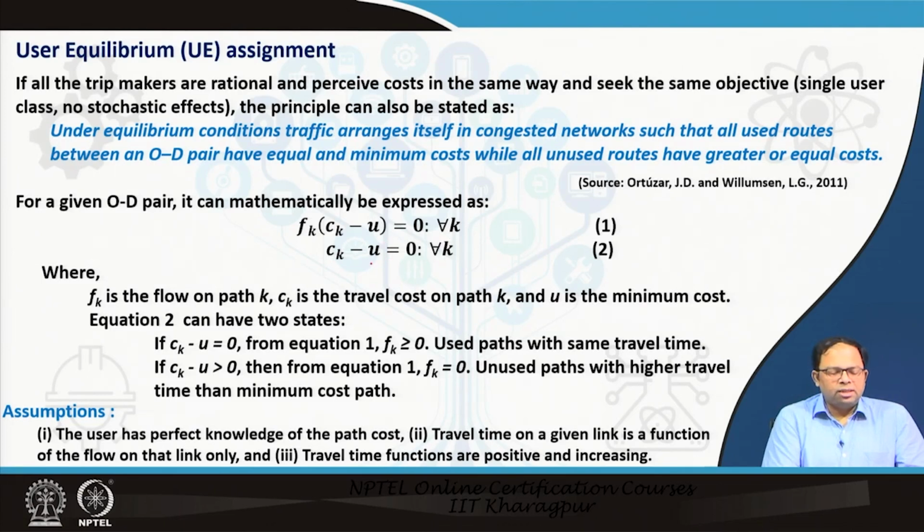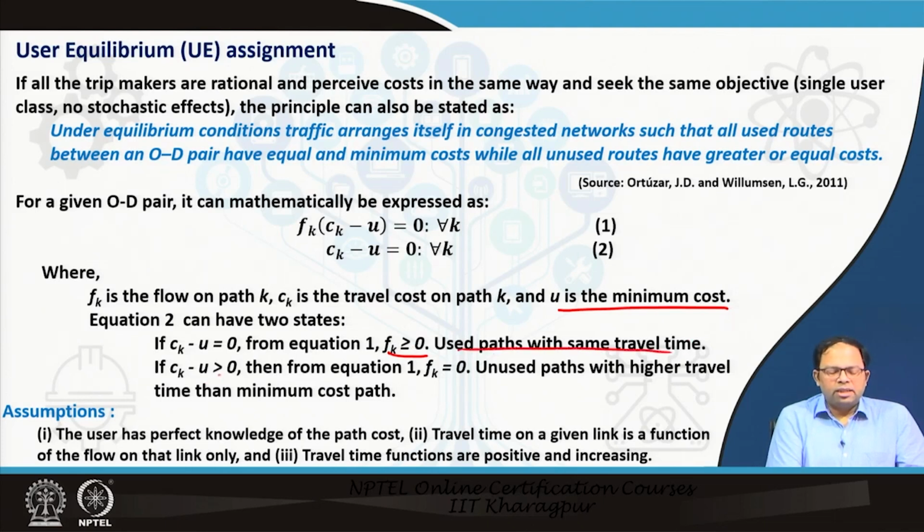So what it means is, Fk is the flow on path k, Ck is the travel cost on path k, and u is the minimum cost of travel for that particular path. So in equation 2, we can have two states of this Ck minus u. We can have two states where if Ck minus u is equal to 0, that means Fk would be greater than or equal to 0. So that means used paths will have the same travel time.